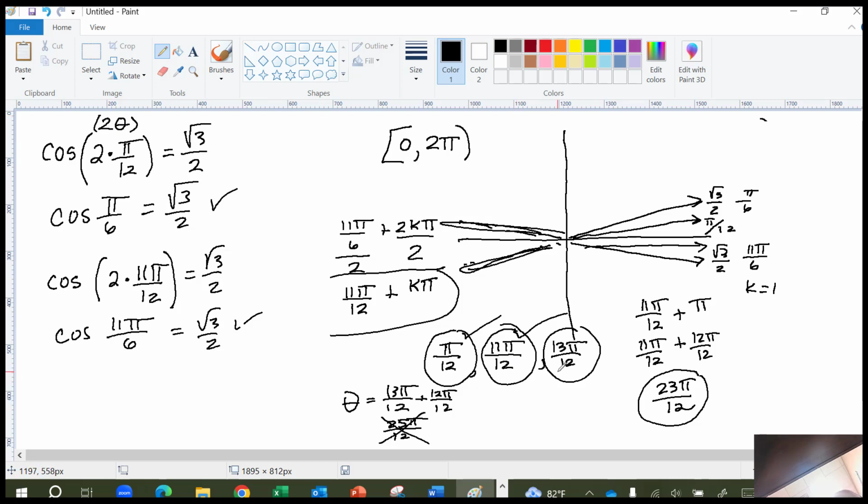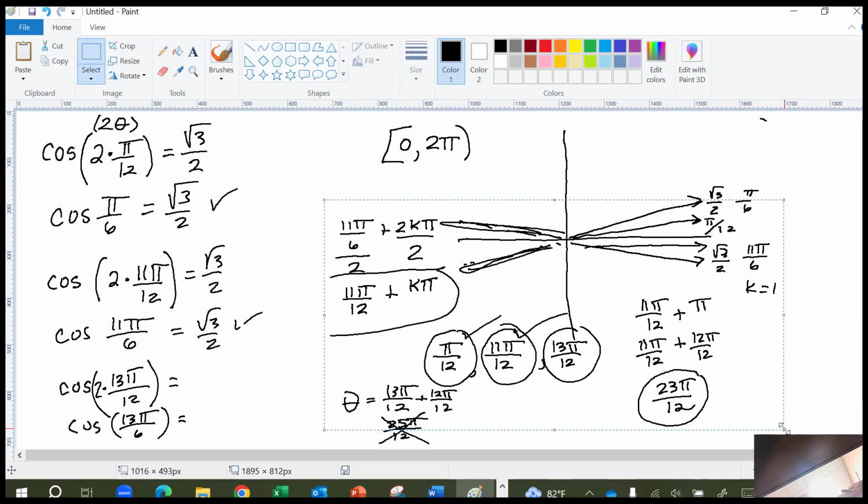All right, let's check this next one, 13 pi over 12. The cosine of 13 pi over 12 times 2 is the cosine of 13 pi over 6. And the cosine of 13 pi over 6, so let's see, where would that be? Okay, it's not one that we normally look at too much, but let's look at that and see where it ends up.